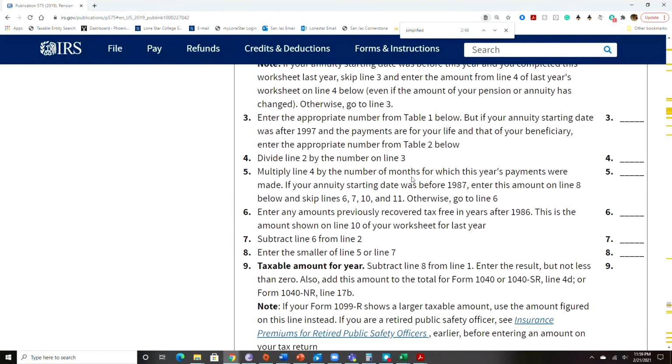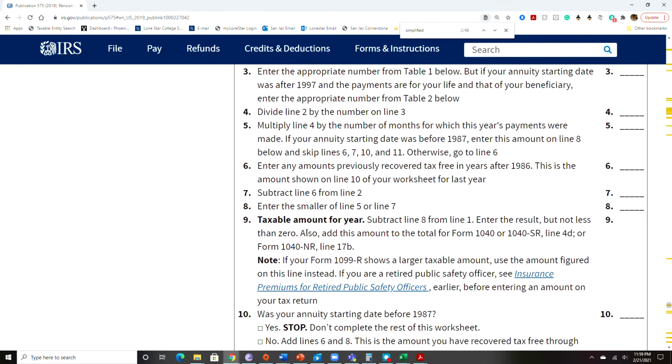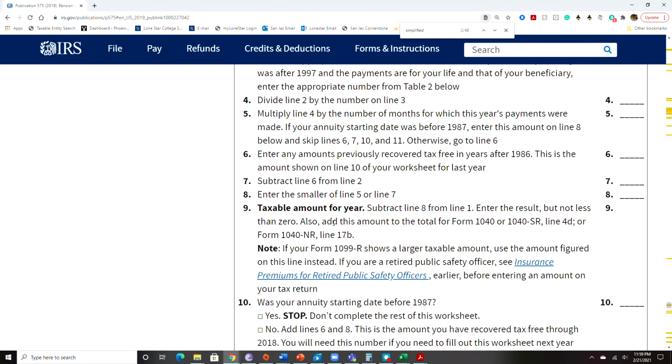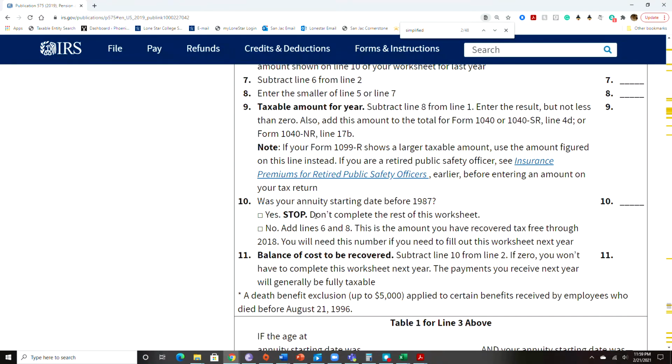Okay. Divide line 2 by the number on line 3. Multiply line 4, and so forth and so on. And basically subtract and add. And then you come down to: was your annuity start date before 1987? Most likely it's going to be no, so we're going to add lines 6 and 8. And balance of cost to recover, and so forth and so on.